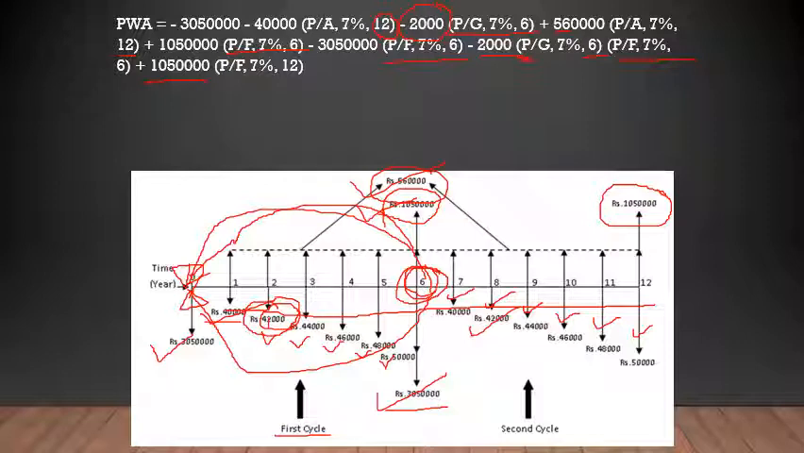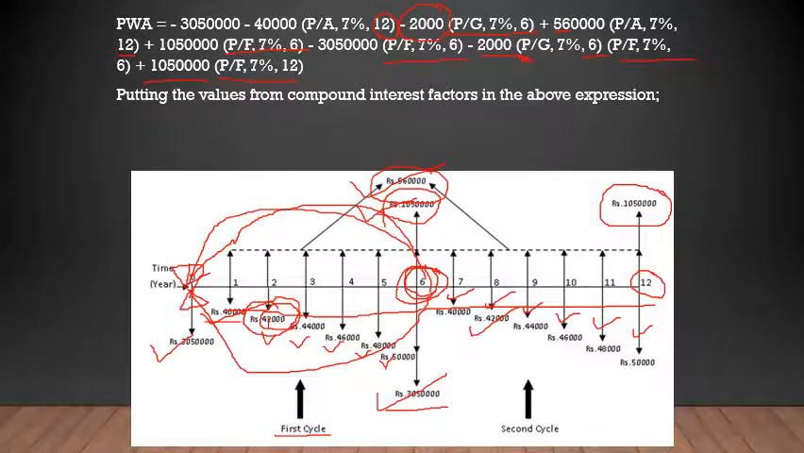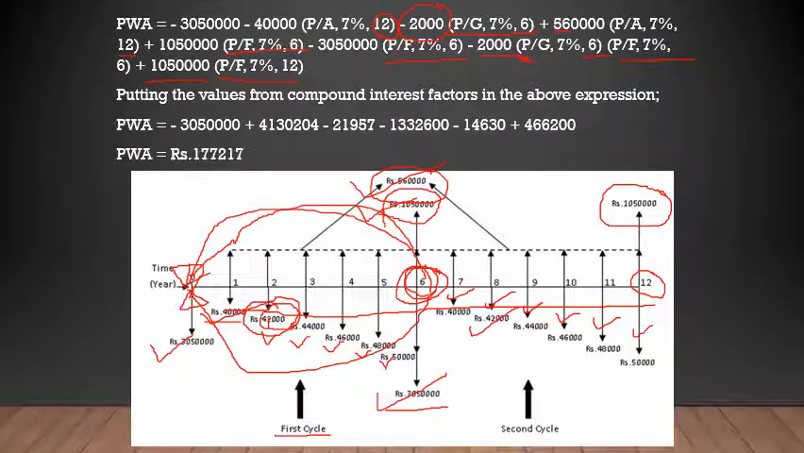10,50,000. Where is it situated? At t is equal to 12. So use the factor P by F comma 7 comma 12. Get the values from the factor tables, substitute them, and you will get the answer as plus 177,217.